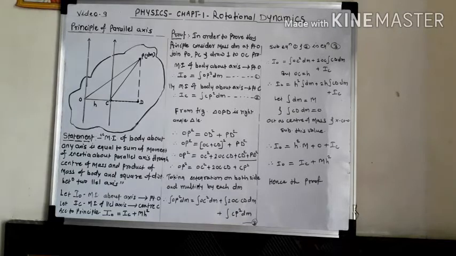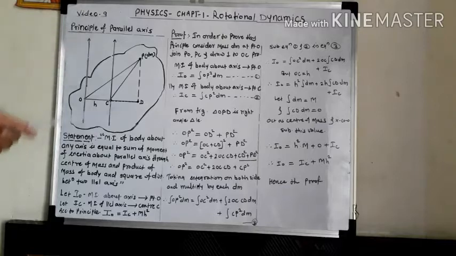First we have to see the principle of parallel axis. For this purpose we state the principle, draw the diagram, then give the proof. From this diagram we can state the mathematical statement of the principle of parallel axis, and with the help of this we can state the principle. So first we draw a diagram here.